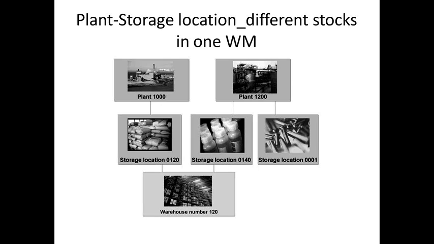Understood? So the point here is, in order to activate the warehouse management activities, what we need to do is assign the plant and the storage location to the warehouse number. In that case only, the TR and the subsequent downstream warehouse management activities will trigger.